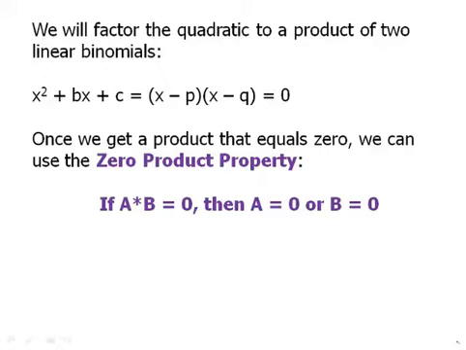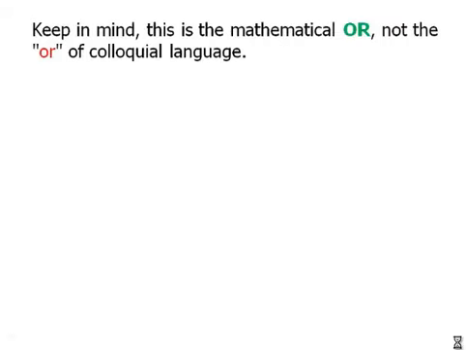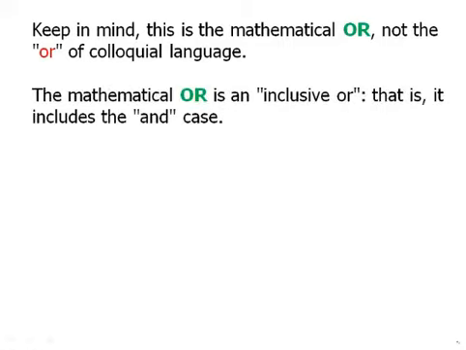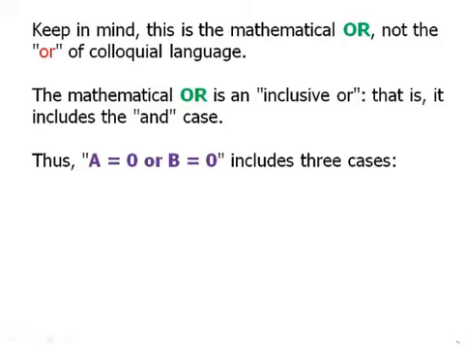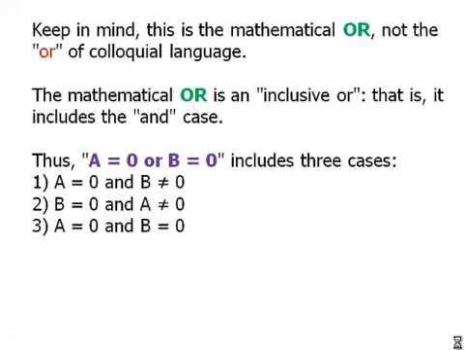And before we go on, let's think about this statement for a minute. Keep in mind that the "or" that appears in that statement is the mathematical "or," not the "or" of colloquial language. Well, what's the distinction I'm drawing here? The mathematical "or" is an inclusive "or." That is, it includes the "and" case. Thus, A equals 0 or B equals 0 includes three cases. It could be that A equals 0 and B doesn't. It could be that B equals 0 and A doesn't. Or it could be that they both equal 0 at the same time.